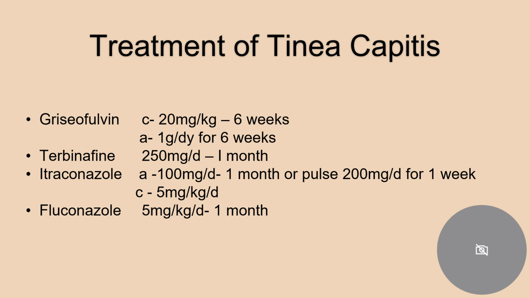Treatment of tinea capitis is longer than most tinea infections, as you have to get all the way down to the hair follicle. So you'd use your griseofulvin, and for ease of use, you can see we've divided it into child and adult doses. But griseofulvin would be used for 6 weeks, terbinafine would be used for a month, itraconazole you would use for 1 month, alternatively pulse it for just 1 week. Fluconazole you would use continuously for a month.